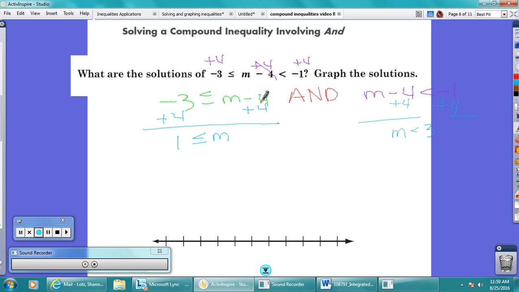These cancel, correct? Now again over here, I have 4 minus 3. 1 is less than or equal to M is less than 3. That is the same answer as here. Same answer as there. I have M in the middle. It's an AND inequality. AND. So it's in between. So you need to graph this in your notes.